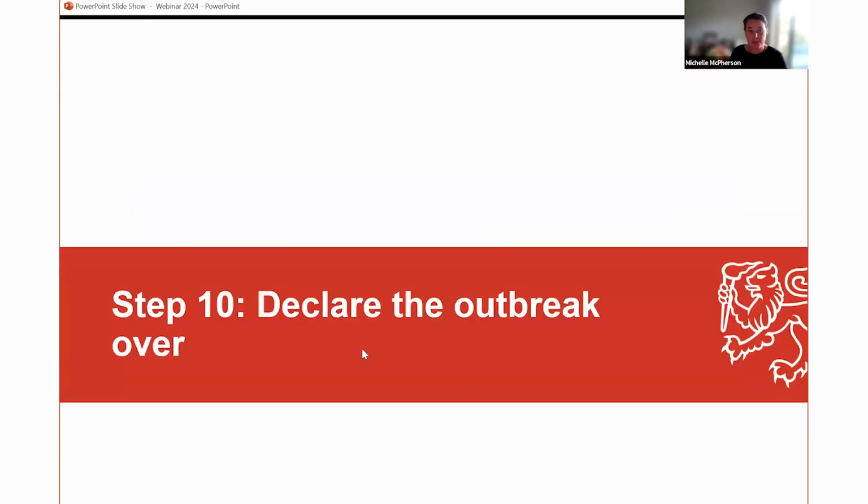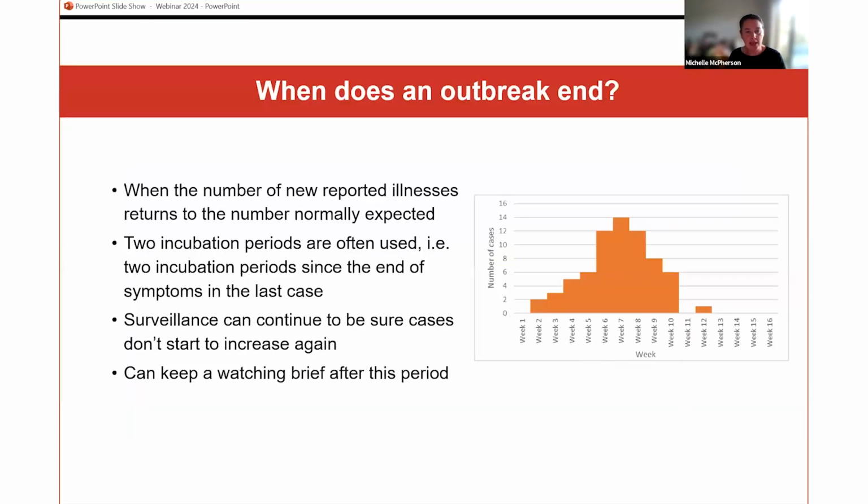This then brings us to step 10, which is when we get to declare an outbreak over. And we typically do that when the number of cases returns to what is normally expected, or there's been 2 incubation periods, the time between the symptoms of the last case. But for those diseases that are monitored through surveillance, this is quite easy to monitor. We can just look at our surveillance data and see when the cases stop. We can continue to monitor in case cases start again and keep a watching brief.